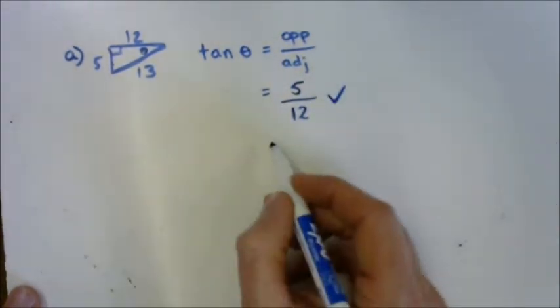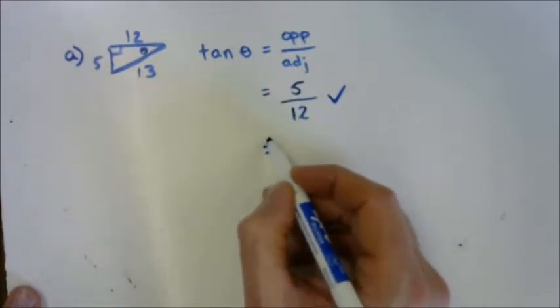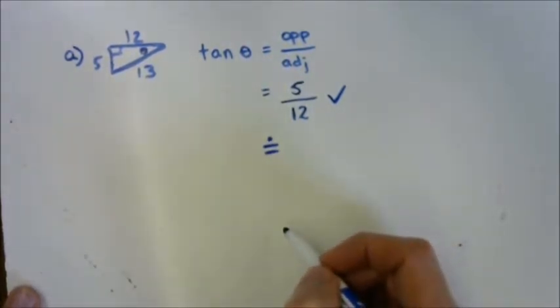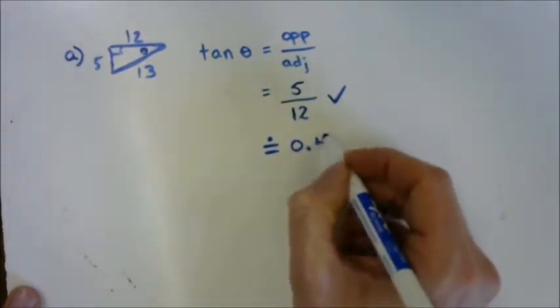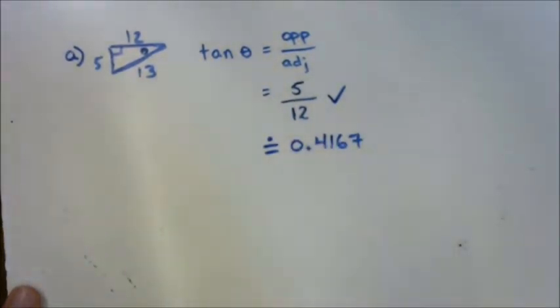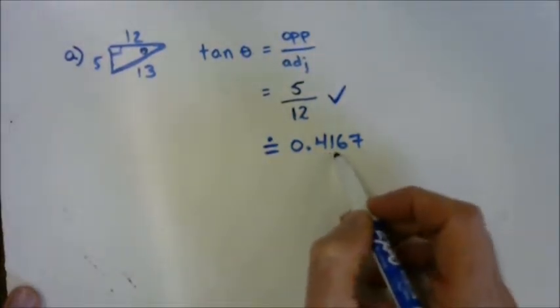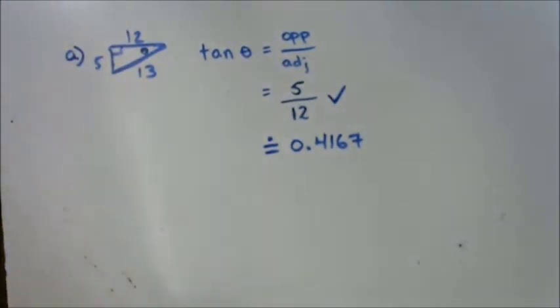Good. Now what? As a decimal. Throw it in your calculator. Give it an approximate sign. 0.4166, so rounded to 4 decimal places is 0.4167. Good job. Alright, heading on to B.